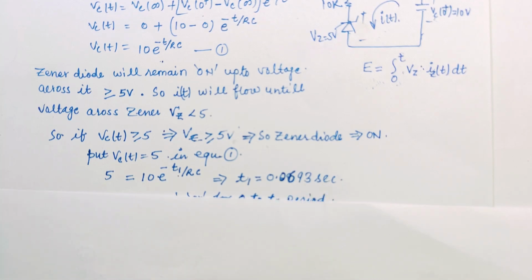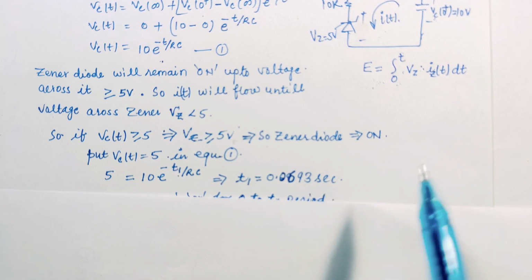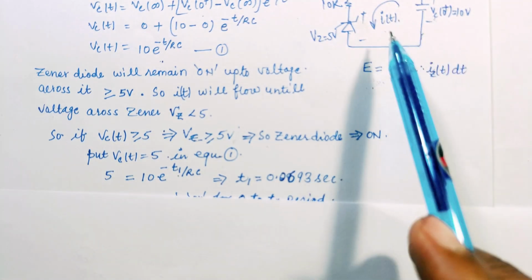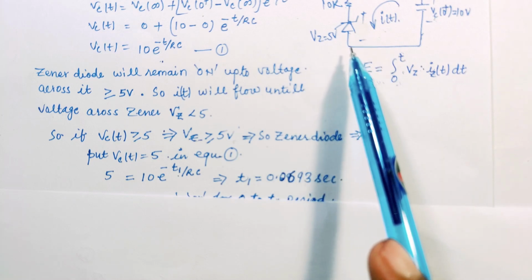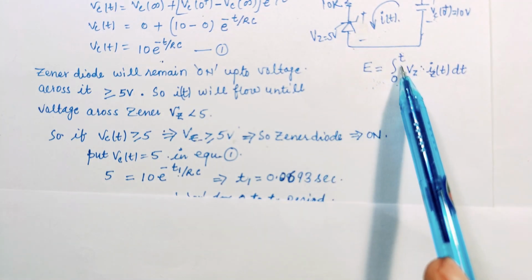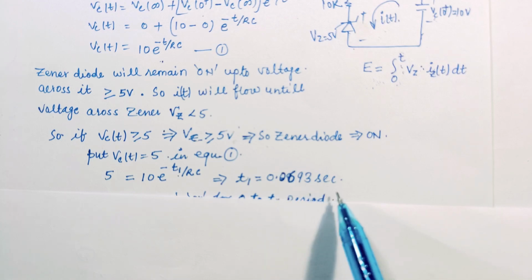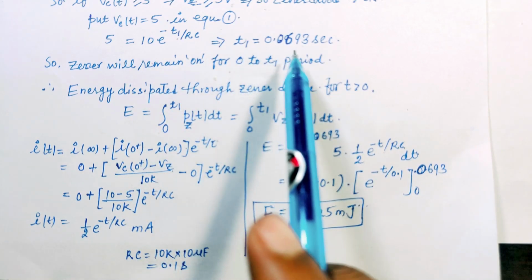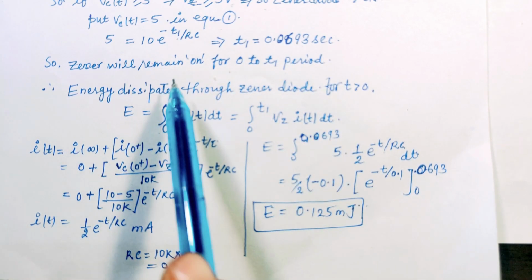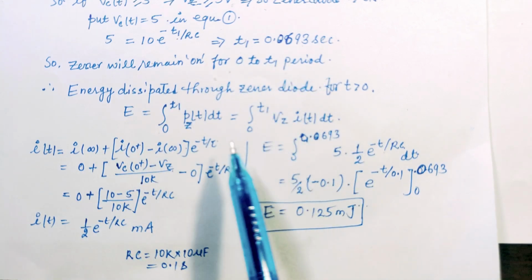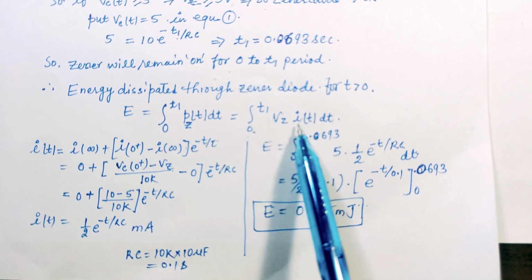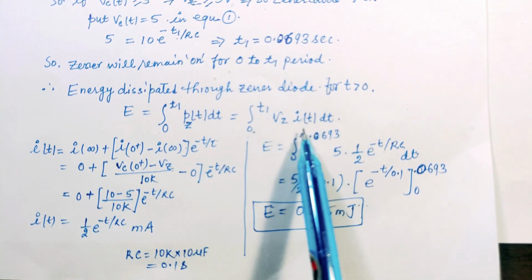So we can say that up to 0.0693 second, this iT current will flow in this circuit, and due to the flow of this current, this zener diode will dissipate energy. So we can use this t value in the integration as 0.0693 second. As we have calculated t1 equal to 0.0693 second, for the period 0 to t1, this zener diode will be on and the energy will be dissipated across it. So we put the integral from 0 to t1 of Vz into iT dt. Now we have to calculate the value of iT.